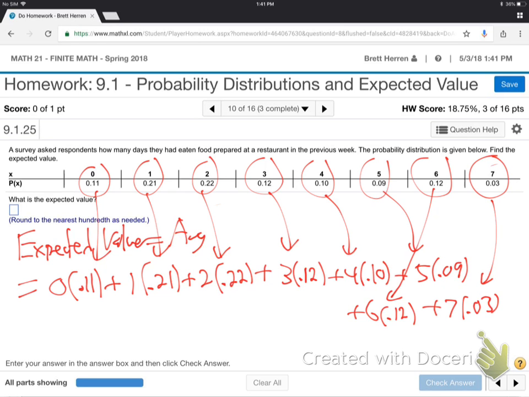I'm getting 2.79. Did y'all get that? So the average number of days out, 2.79. So among this crowd, on average, they ate out 2.79 days last week. So all good? Just another expected value calculation. It's a probabilistic average. On average, 2.79 days eaten out for this crowd last week.